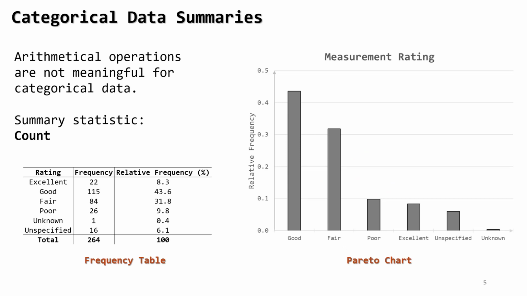For categorical data, we are still able to summarize these data in a numerical way, even if arithmetical operations aren't meaningful for the data. The summary statistic we use for categorical data is simply the count. The frequency table is one way to present this data, both by count and by relative frequency, which is the category's count divided by the total count. A chart that can be used to summarize categorical data is the Pareto chart, which is a display of the relative frequency of each category sorted in descending order from the most frequently occurring to the least frequent.